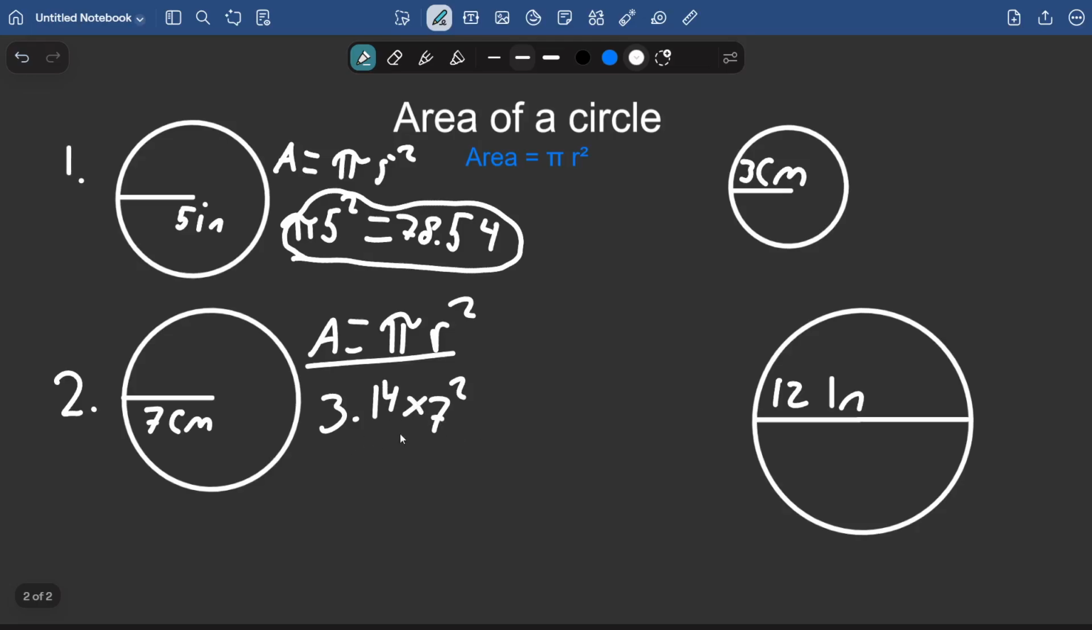Okay, so we type this into the calculator and then you get 153.86.